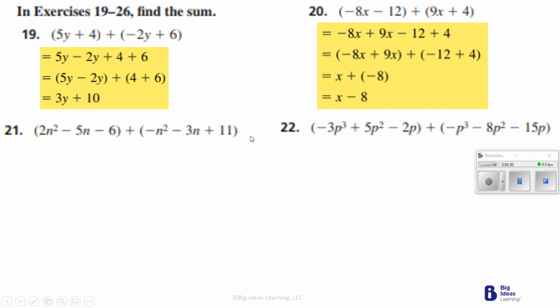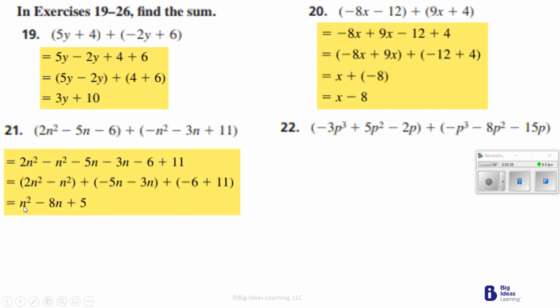If I was them, I probably would stack them, go vertically, and put, like over here, negative n underneath here, negative 3n over here, and positive 11 over here. That would give me n to the second power minus n to the second power. That's going to be 2 minus 1. So that would be n to the second power minus 8n plus 5. And again, they grouped these by like terms.